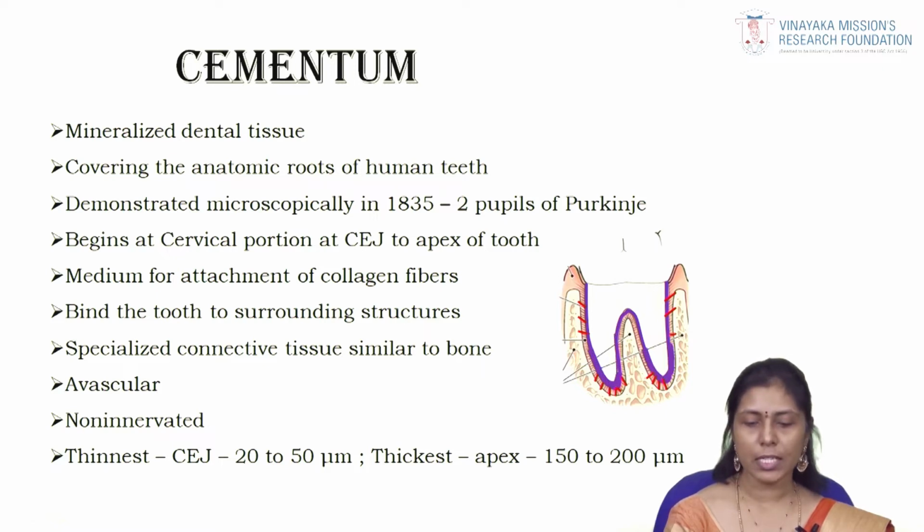It is going to be thinnest, at around 20 to 50 micrometer, in the cemento-enamel junction, that is at the cervical third, whereas it is going to be thickest at the apex, 150 to 200 micrometer.